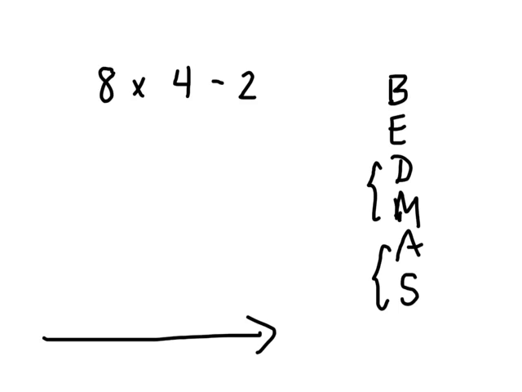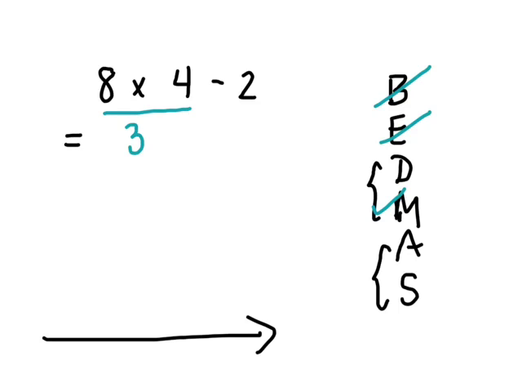So let's look at, we're starting with a very simple question. 8 times 4 take away 2. Are there any brackets? No. Are there any exponents? No. Any division or multiplication? There's multiplication. So we're going to solve this part first. So what's 8 times 4? 8 times 4 is 32.